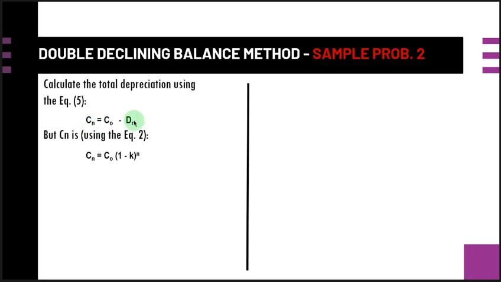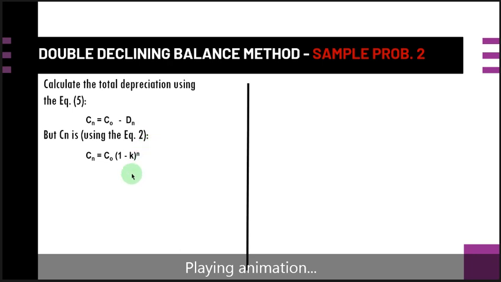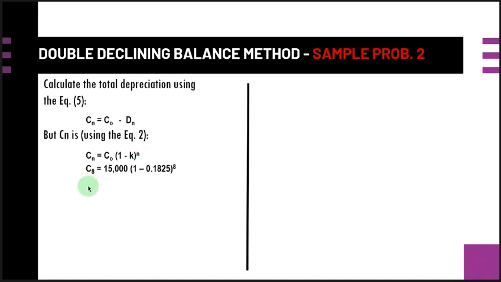At the age of 8 years, referring now to this D sub N, or equal now to D sub 8. So we have now this value of C8 equal now to C0, which is 15,000 times the quantity 1 minus K. Our K is 0.125. Our N is 8. So we can get the C8 equals now to 2,992 pesos.